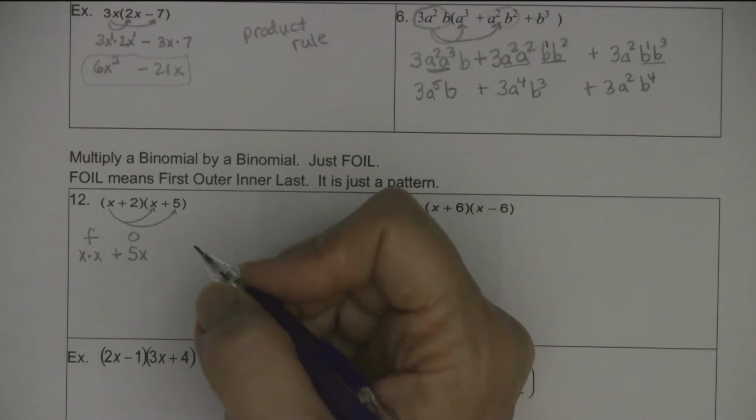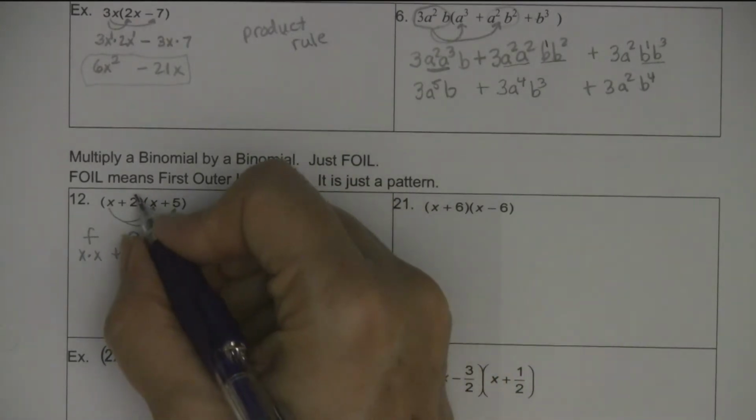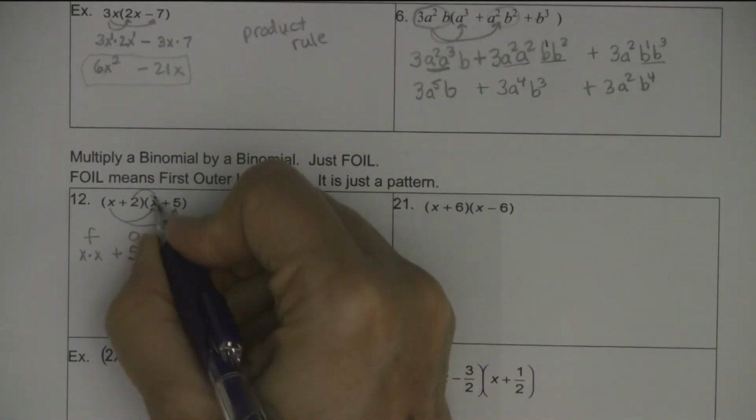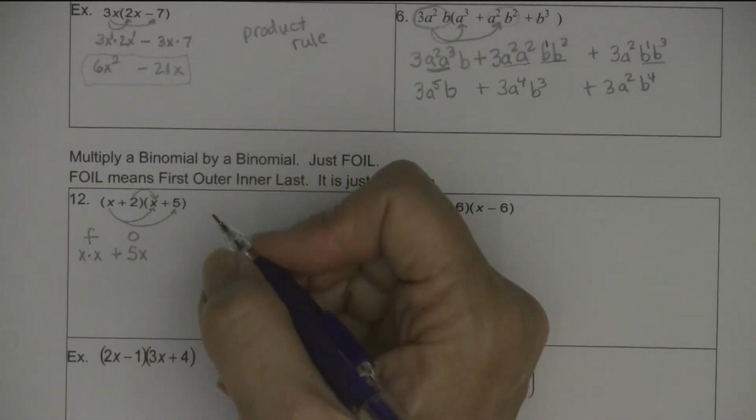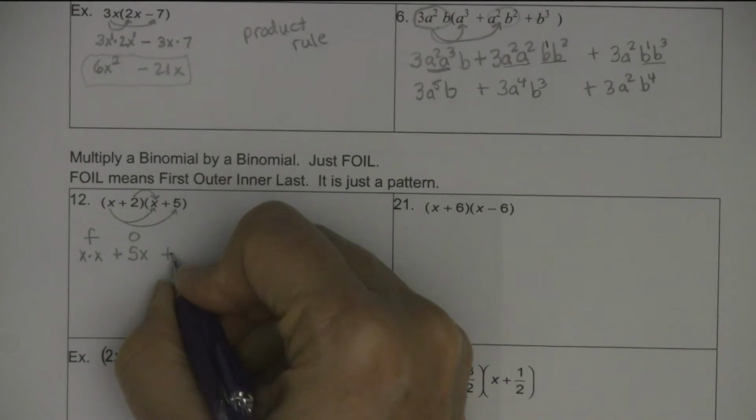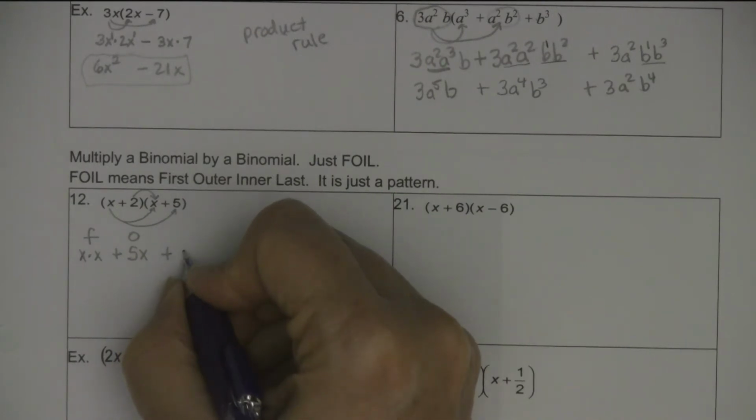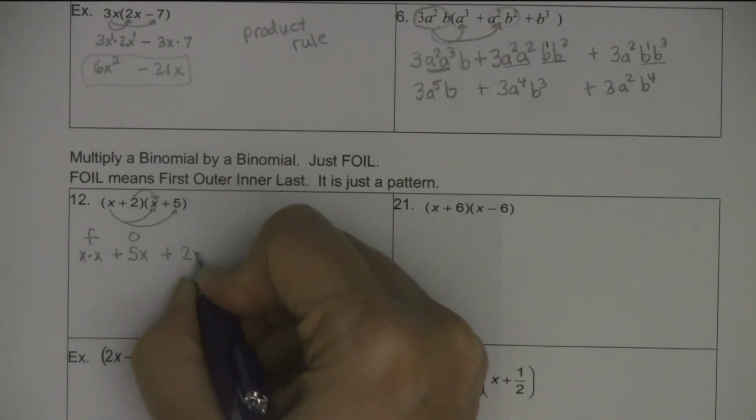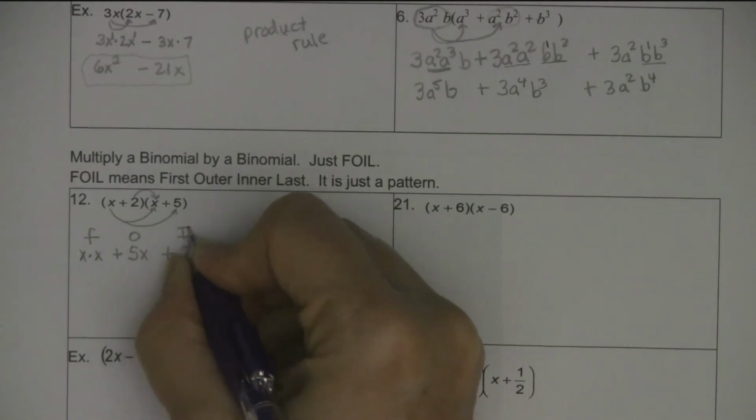So I'm done with the x and I move on to the 2. And this is called the inner because see how both of them are on the inside? So a positive times a positive is a positive. And then numbers and then variable, 2x. And that's called the inner.